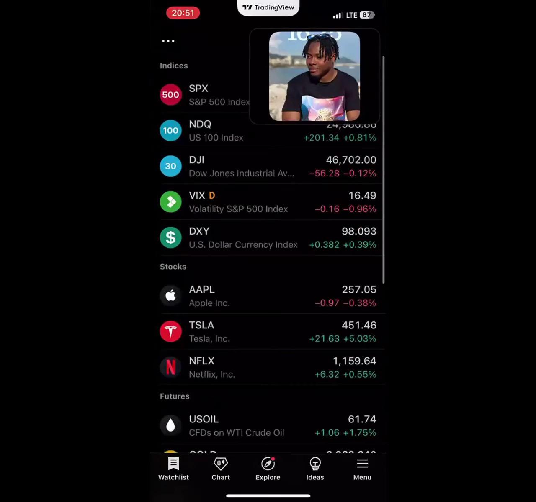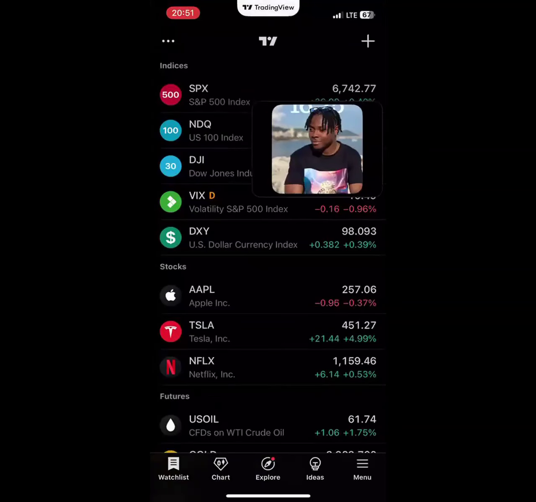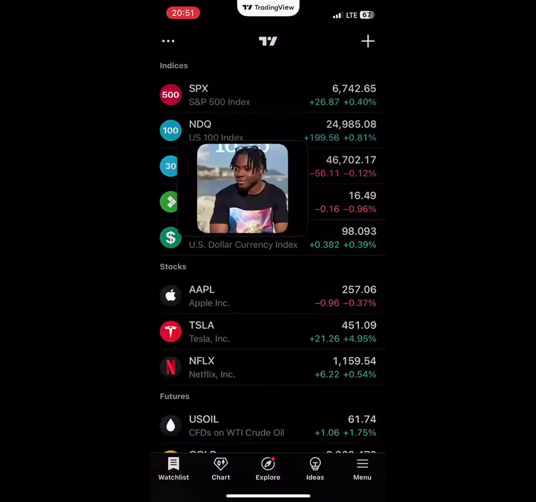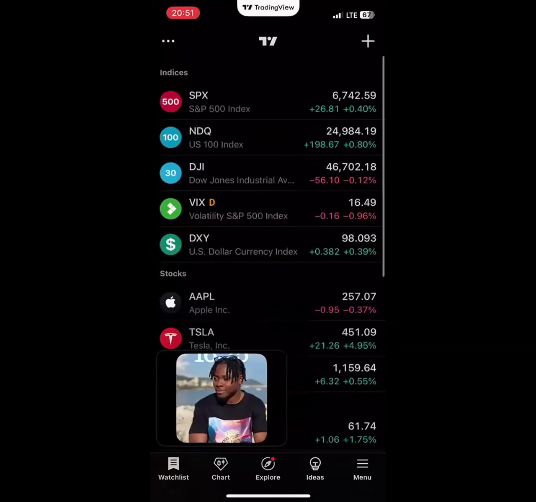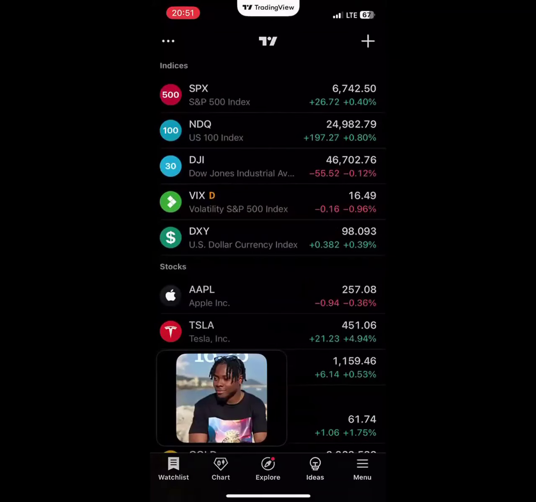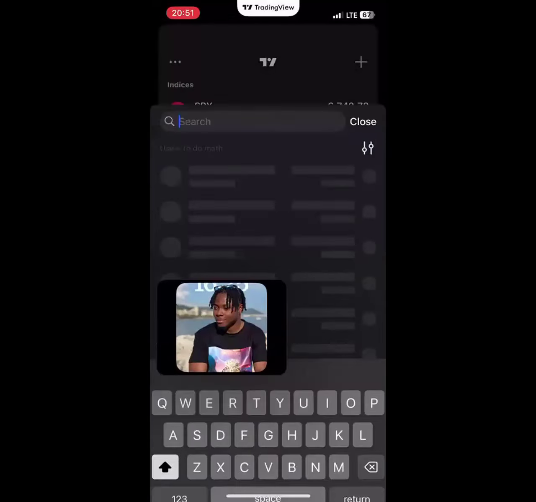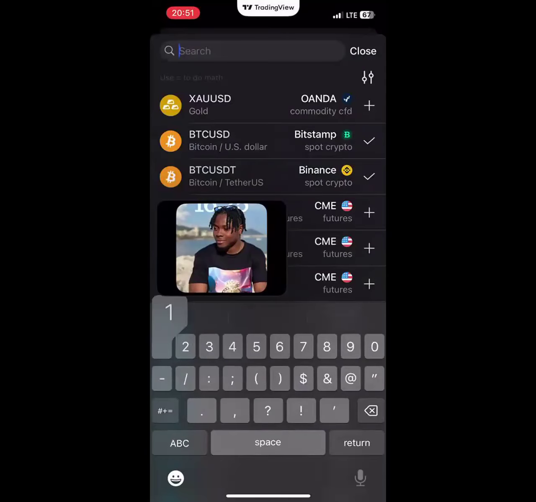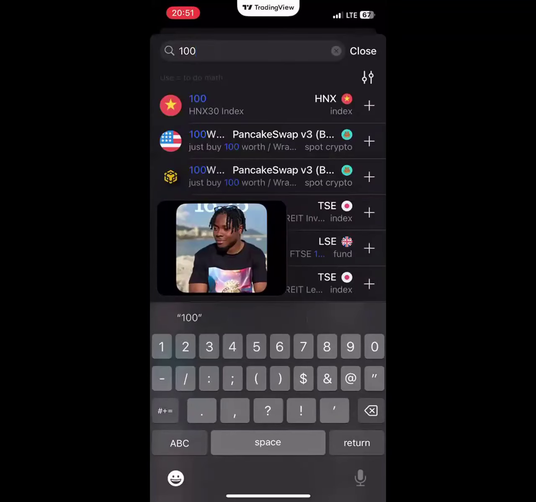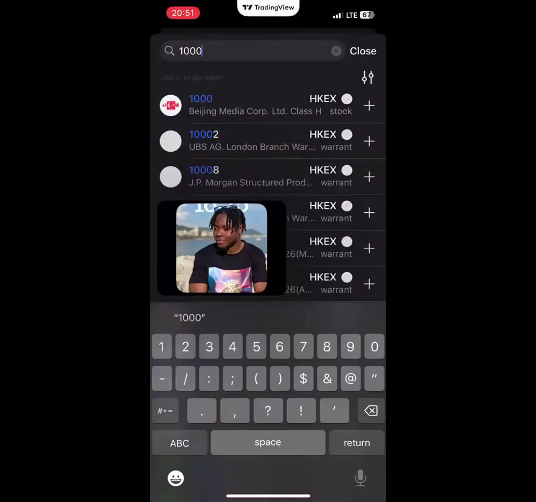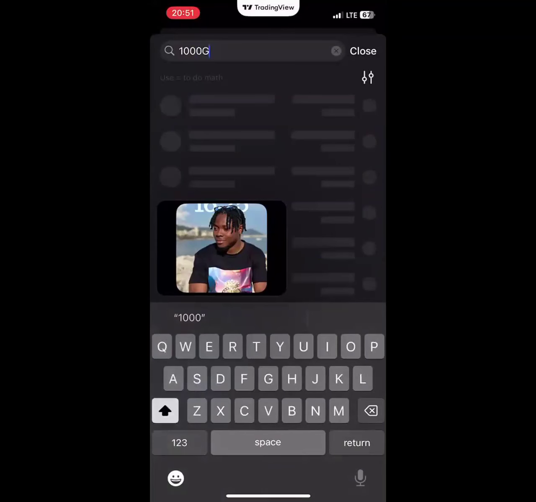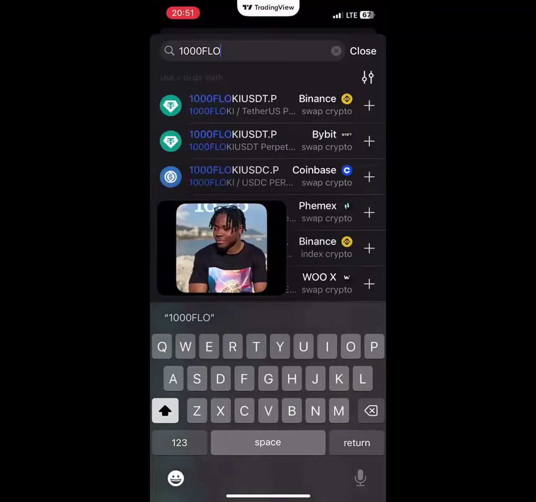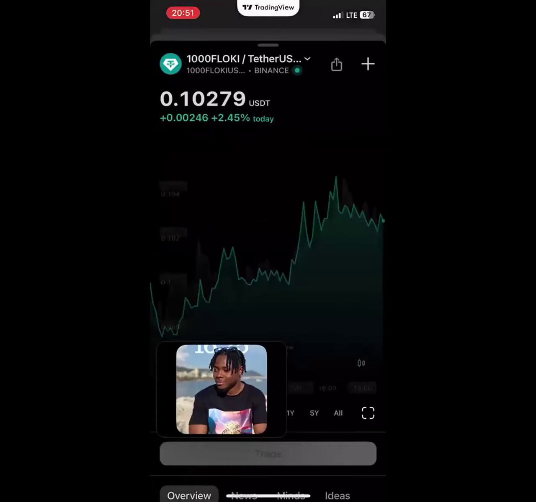You can use the search box to search crypto. Use the add button. Now search 1000 Flocky. Okay, if you are using Binance, you can pick Binance. If you are using Bybit, you can pick either of them and open.